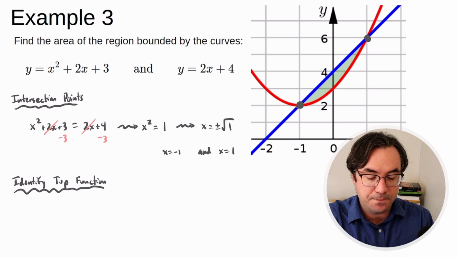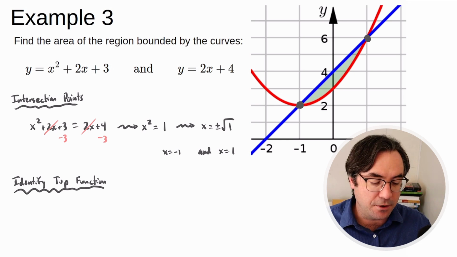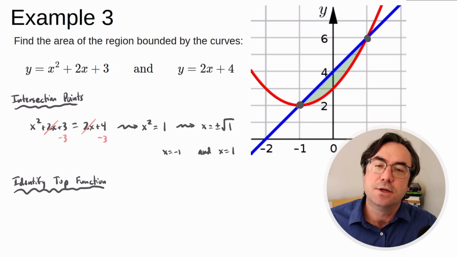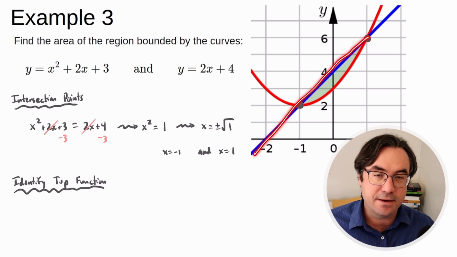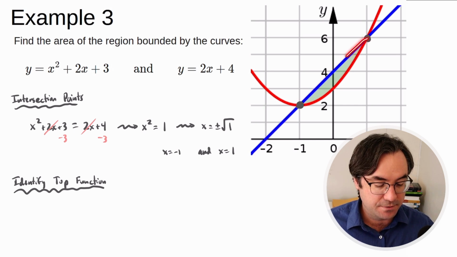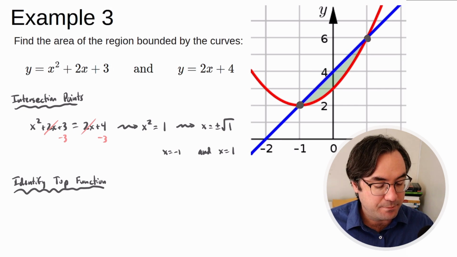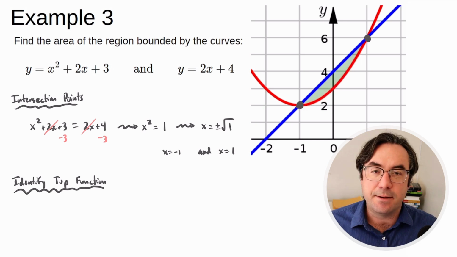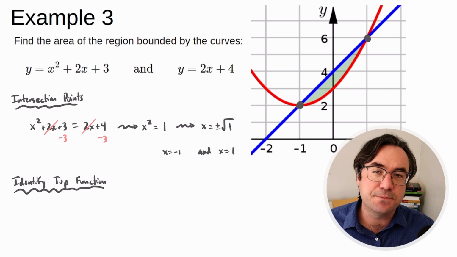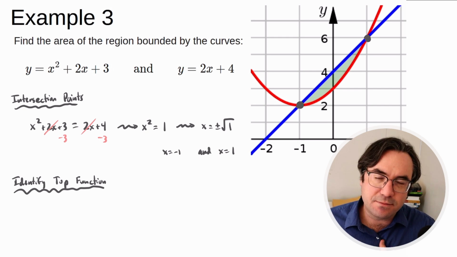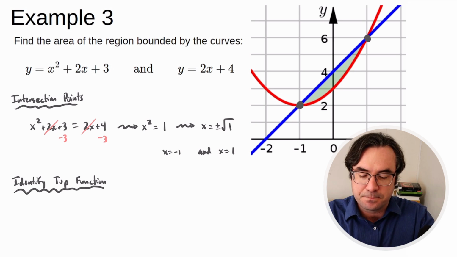All right, so let's see how we might do that in this case. Since we have the graph, we can quickly tell that the line is our top function. The top of our region is the line, and the bottom part of our region is given by the parabola. We wouldn't really have to do this because we have the graph, but let's just say we didn't have the graph. How would we identify the top function?